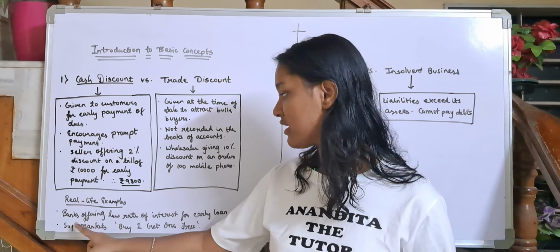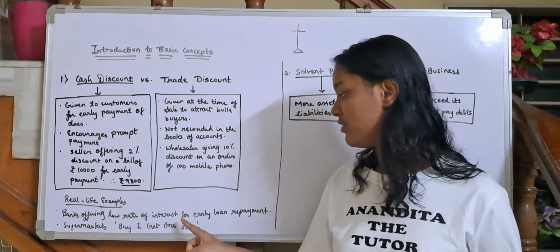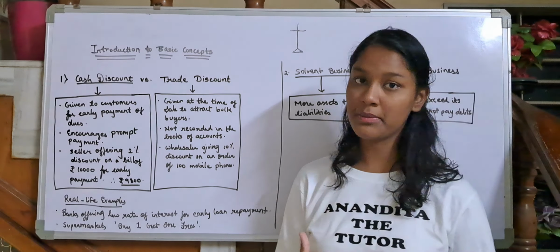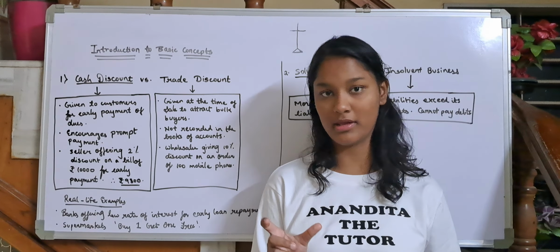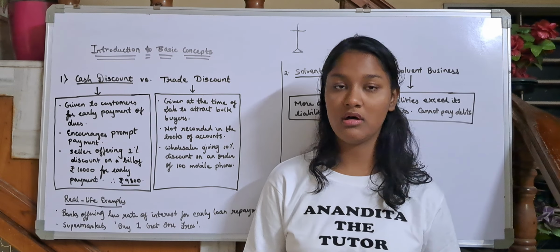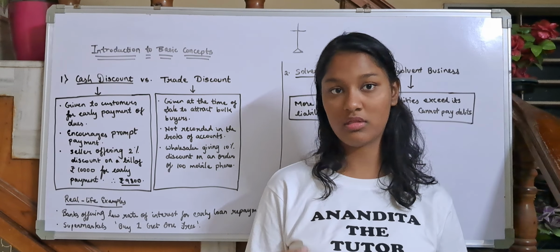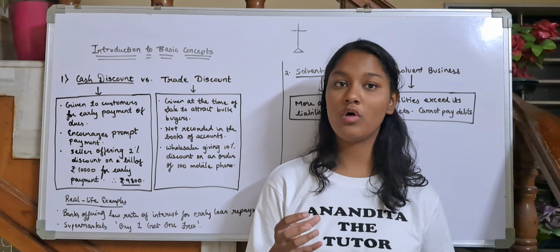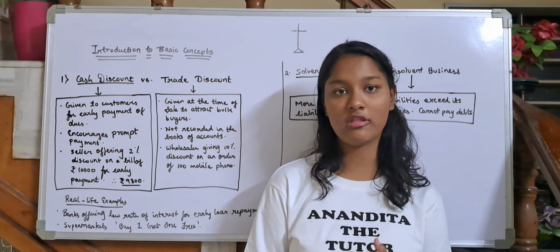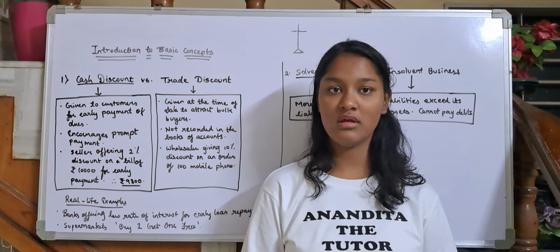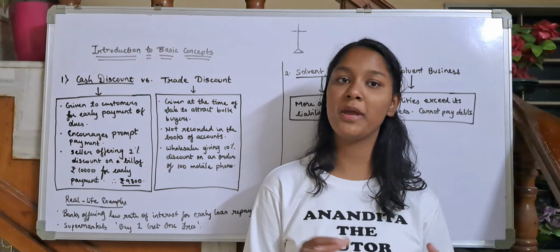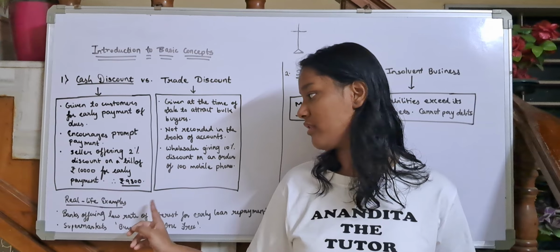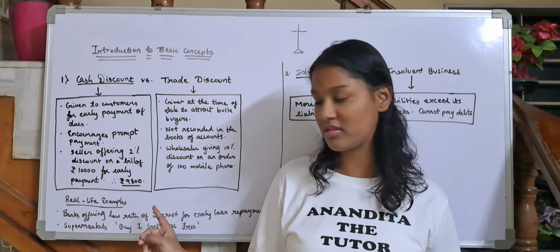So, real life examples. The first example is a bank offering a low rate of interest for early loan payment. So the bank wants to encourage prompt payment of loans. Prompt means quick. The bank wants its loan to be repaid as soon as possible. So what it does is reduce the interest rate. The interest rate was 8%. The bank offers a 7.5% interest rate if you pay the loan quickly. This was the example of cash discount, the cash discount that the banks give.